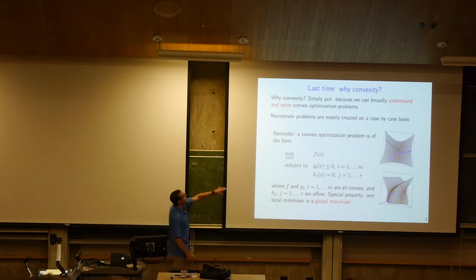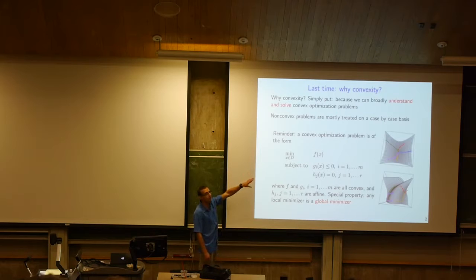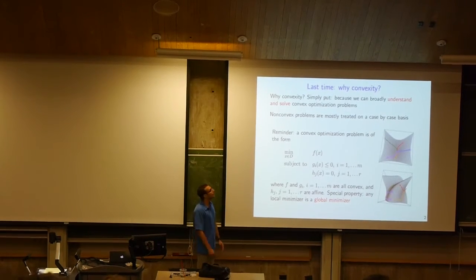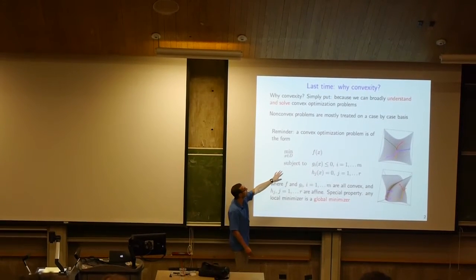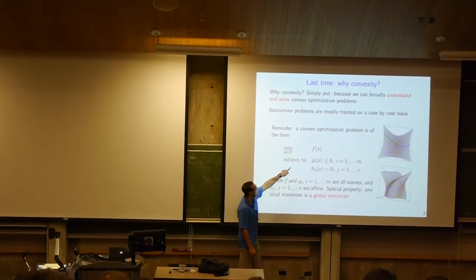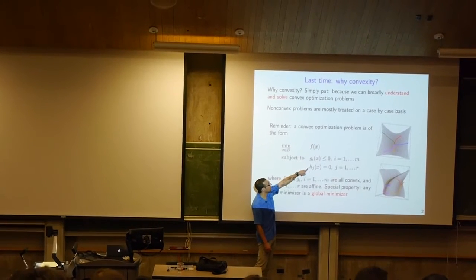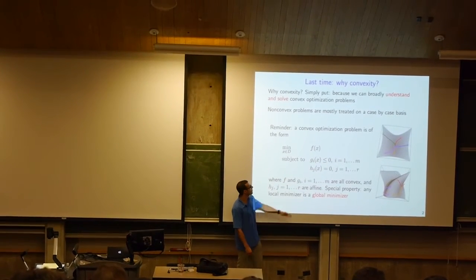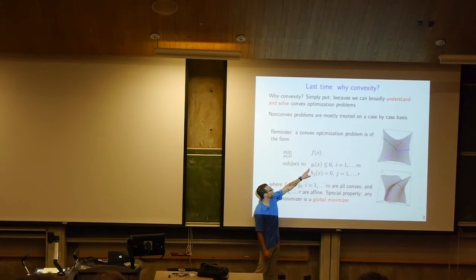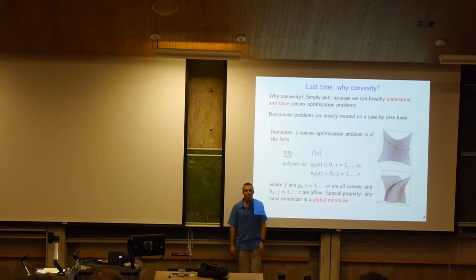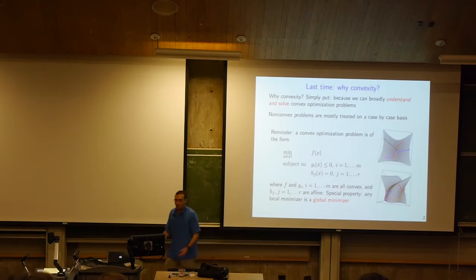But last time we talked about motivation for studying convex problems, simply put, because we can broadly solve them and understand them. And this was what a convex problem looked like, minimizing some function subject to inequality and equality constraints, where we required these inequality functions and the criterion to be convex, and we required these equality constraint functions to be affine. So hj had to be an affine function for each j.